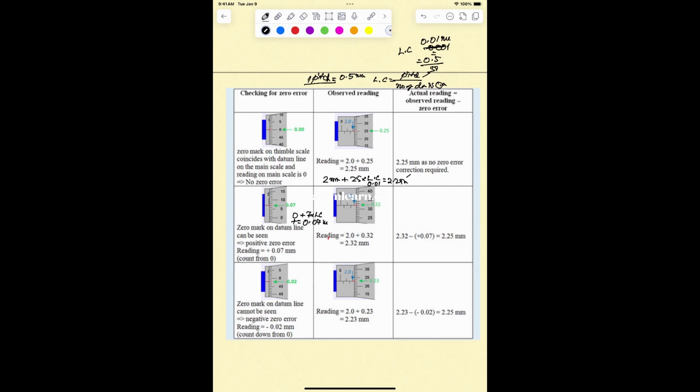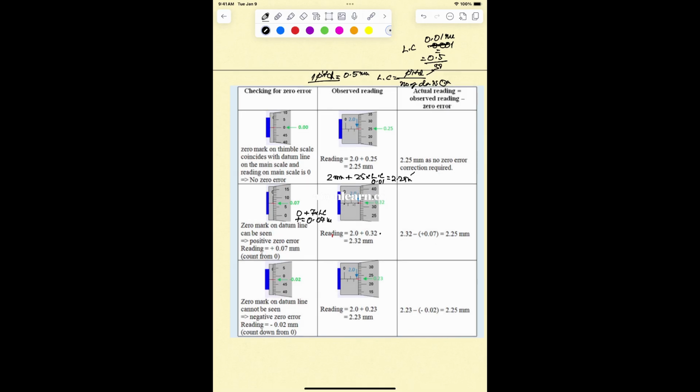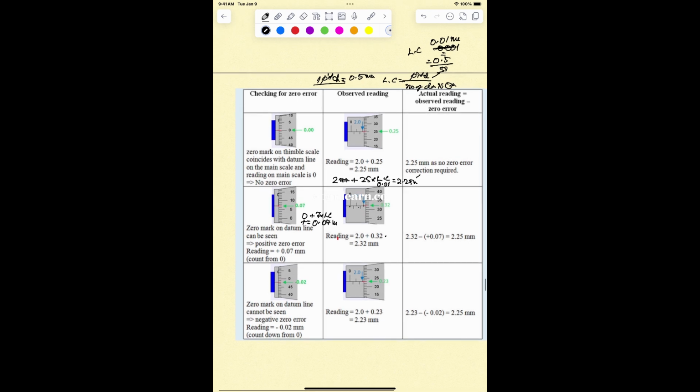Now, and then you do the reading, you take the reading just like this, that after 1 to 2 mm, and then the 32nd division coinciding, therefore 2.32, and then again just like the vernier, you have to subtract that zero error. In this case, a positive zero error, 2.32 subtraction of 0.07, 2.25 mm.